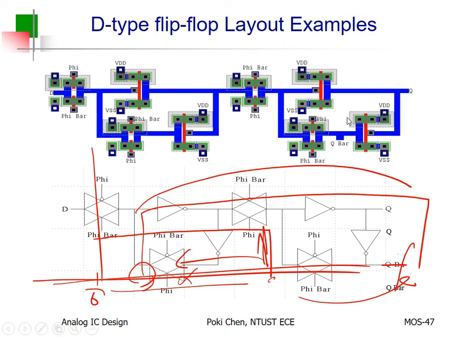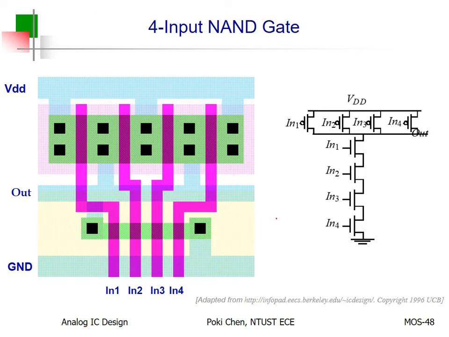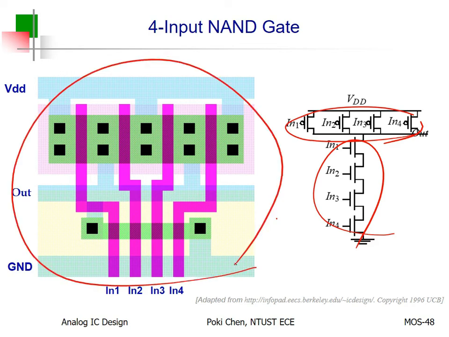Okay? So, finally, allow me to show you a very fantastic layout for a 4-input NAND gate. 4-input NAND means 4 PMOS connected in parallel, 4 NMOS connected in series. Okay? Then allow me to show you this one. Wow, fantastic. You can see 4 PMOS connected in parallel, and then 1, 2, 3, 4.